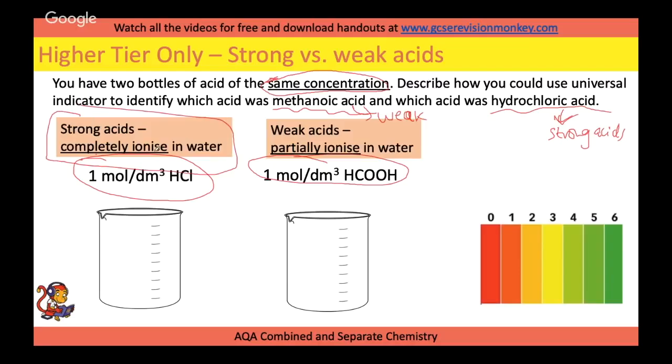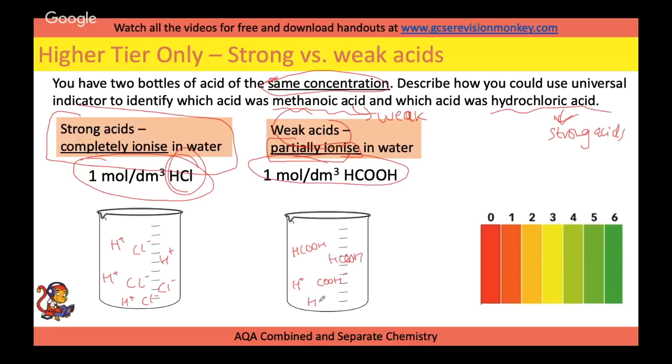Strong acids completely ionize in water. That means when you dissolve this in water, all of those split up into their ions. That's what ionize means. Okay, so they'll all be split up completely when they're dissolved in the water. Whereas in a weak acid, they only partially ionize in water. What this means is some of the molecules will stay together like so, and only some of them will ionize and split up into their ions.